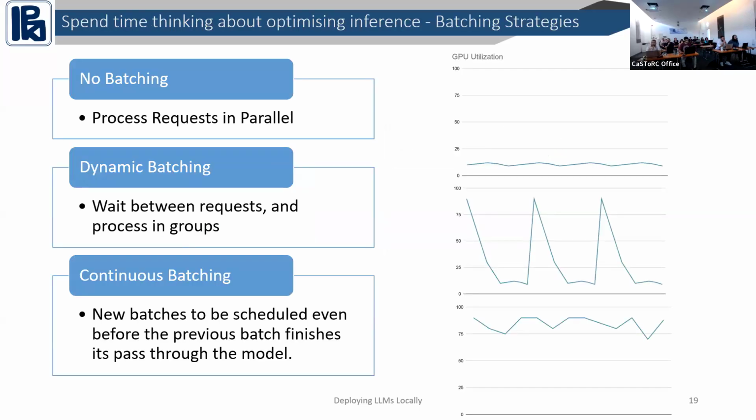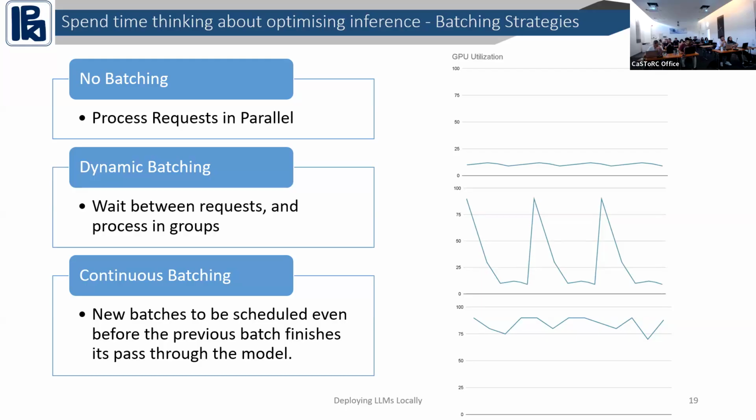Then you also need to think about optimizing inference, so how you can batch the many requests together. You need some sort of strategy. Your strategy might be no batching at all, and then you process the requests as they come in. This will give you some steady utilization of the GPU, but you won't be able to fully utilize the full power of the GPU.